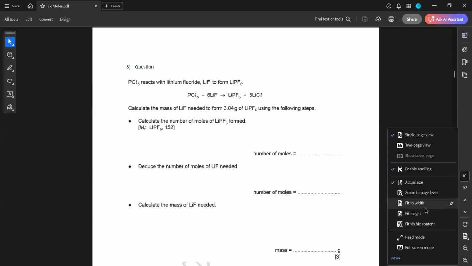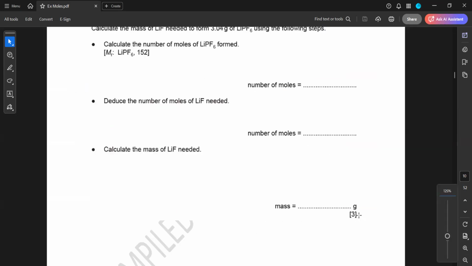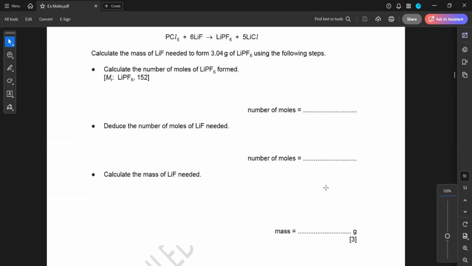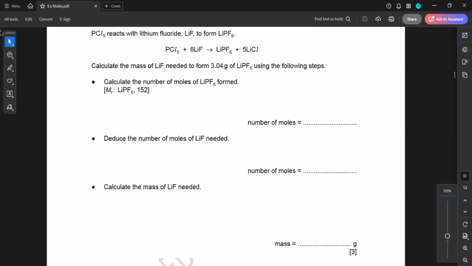The next question. PCl5 reacted with lithium fluoride to form LiPF6. The mass of LiF needed to form 3.05 using the following step. Calculate the number of moles of LiPF6 formed. So how to get the moles? Moles equal mass in gram. So first part is by formula, the second is by ratio, and then again the formula.